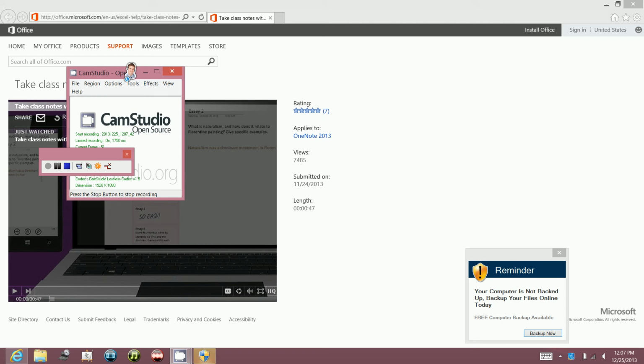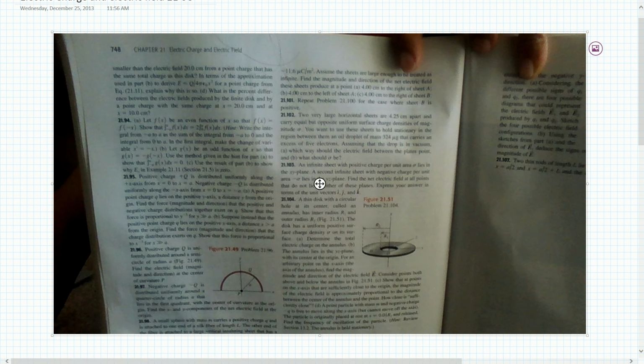Okay, the question reads as follows. We have a negative charge that's distributed uniformly. No, I think we took the wrong picture. That's not the question I was trying to do, but anyways. I remember what the question is.